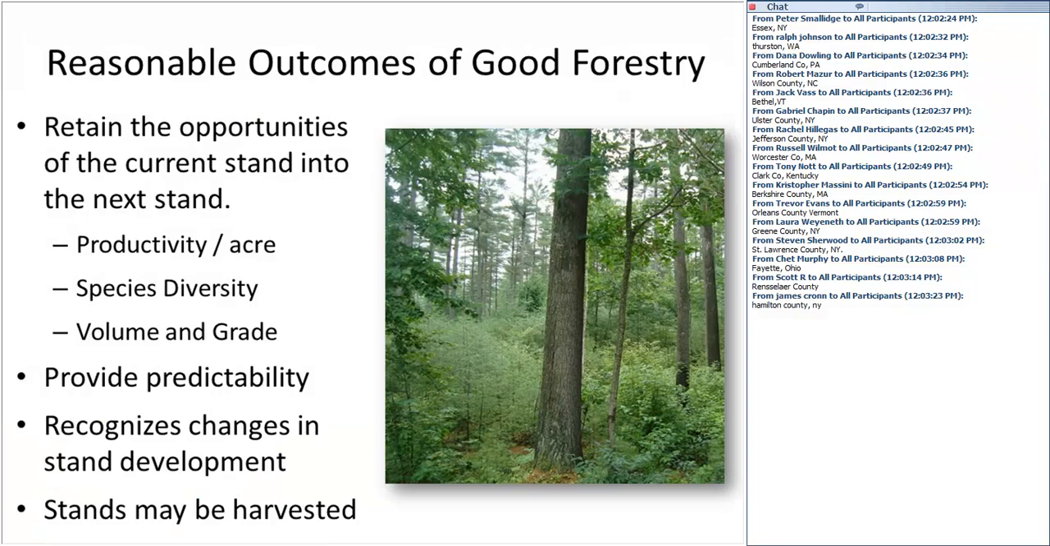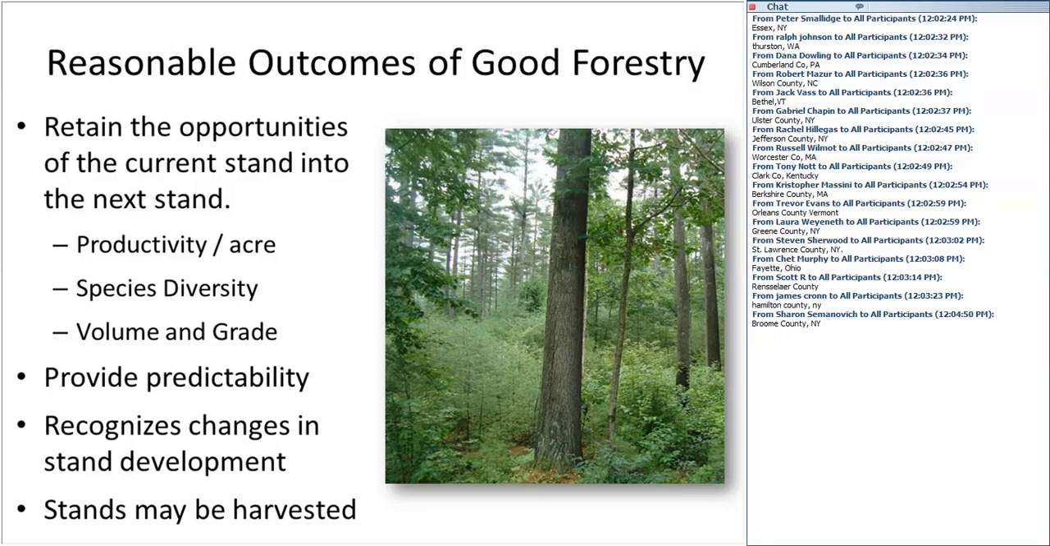If we're talking about bad outcomes of forestry, let's talk about good outcomes of forestry. This is what we want to have happen, right? So what are some reasonable outcomes for good forestry? When I think about sustainable forestry, I think we want to retain the options of the current forest or the current stand into the next stand. And the stand, of course, is the management unit. It's the forestry equivalent of a farmer's field. A farmer has a hay field or a corn field; we have stand 1 and stand 2.